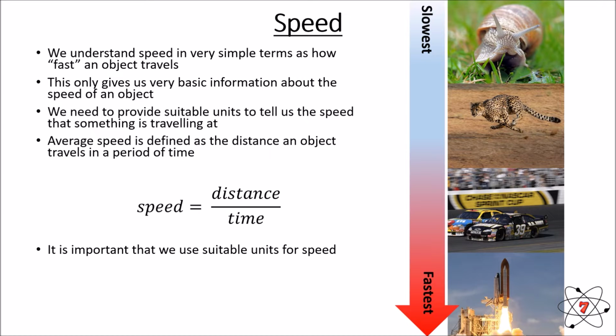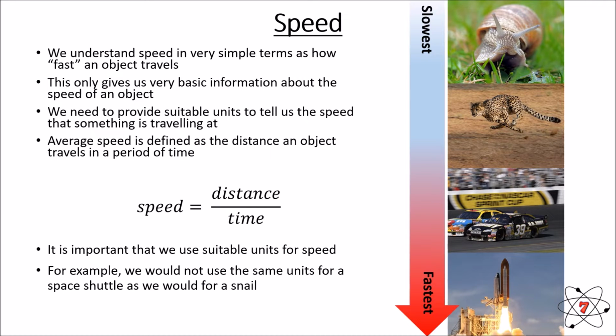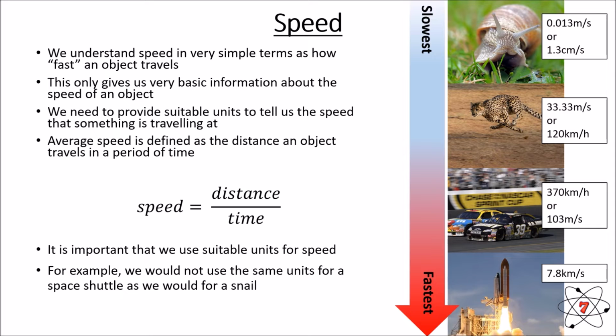And it's important that we use suitable units for speed. So for example, we're not going to use the same units for the space shuttle as we would do a snail, because the space shuttle is so many magnitudes faster than the snail that it just wouldn't make sense to use the same units. So for our snail, which is incredibly slow, it might be useful to either use meters per second or even centimeters per second. For our cheetah, meters per second or kilometers per hour. For our race car, kilometers per hour or meters per second. And for our space shuttle, we're going to use kilometers per second.